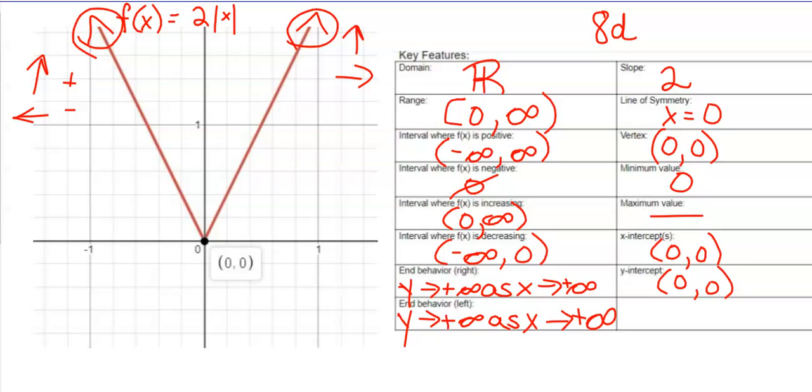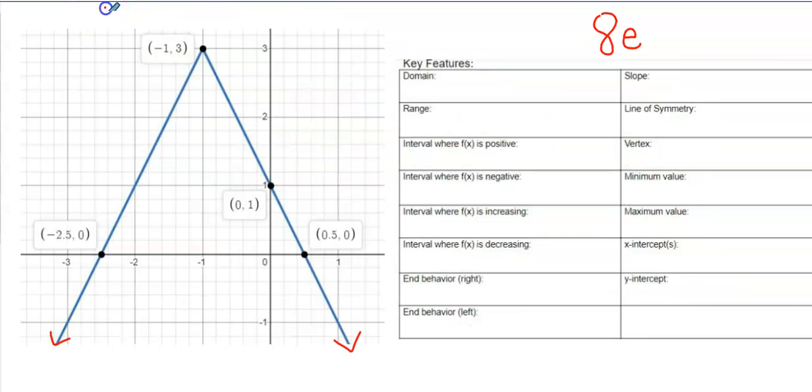I'm tired. It's been a long day. This is supposed to be a negative. There. 8E looks something like this.